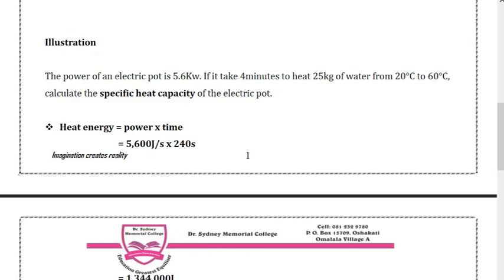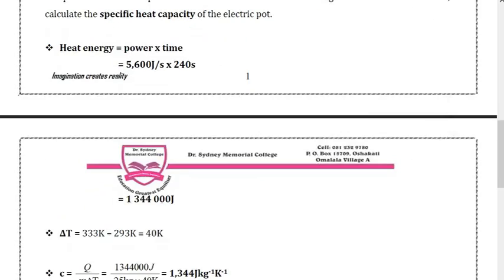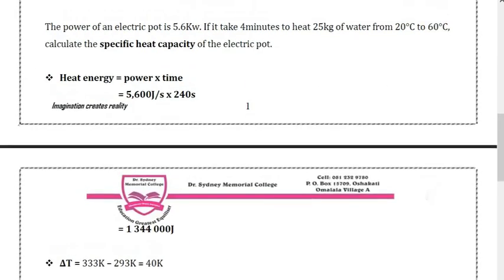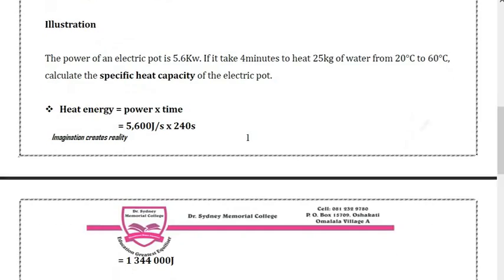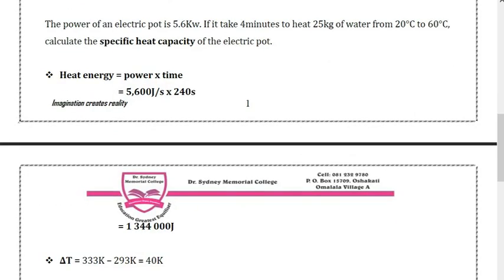Okay, let's go over this simple calculation. I think we did it in the previous lesson, but I'm going to explain it again here, where we have the power of an electric pot as 5.6 kilowatts. Yes, that's kW, kilowatts, 5,600 watts.